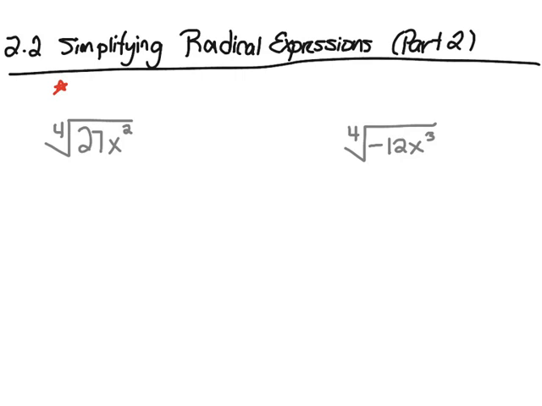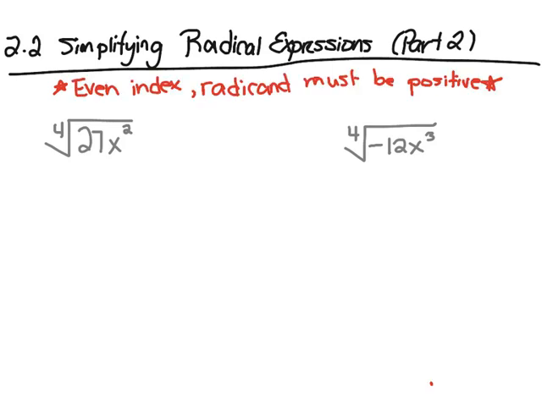When a radical is defined, that means that the radical works. So one of the rules that we know is that when you have an even index, the radicand, so everything underneath the radical, has to be positive. So we're going to use this to help define what our x values can be. So we're going to pick whether the x values can be greater than 0 or less than 0.